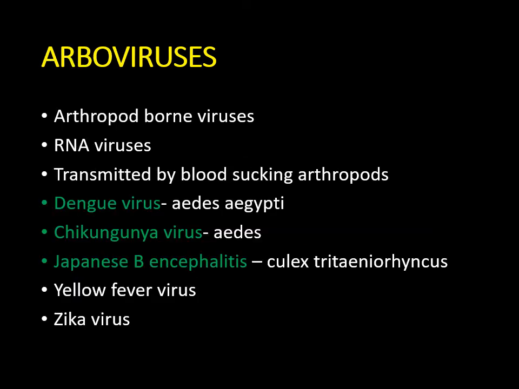Arboviruses. Arboviruses are the group of viruses transmitted by arthropod vectors. These are RNA viruses transmitted by blood-sucking arthropods. Like dengue virus transmitted by the bite of the Aedes mosquito, chikungunya by Aedes, Japanese encephalitis by the Culex mosquito. Then there is yellow fever virus, and Zika virus.